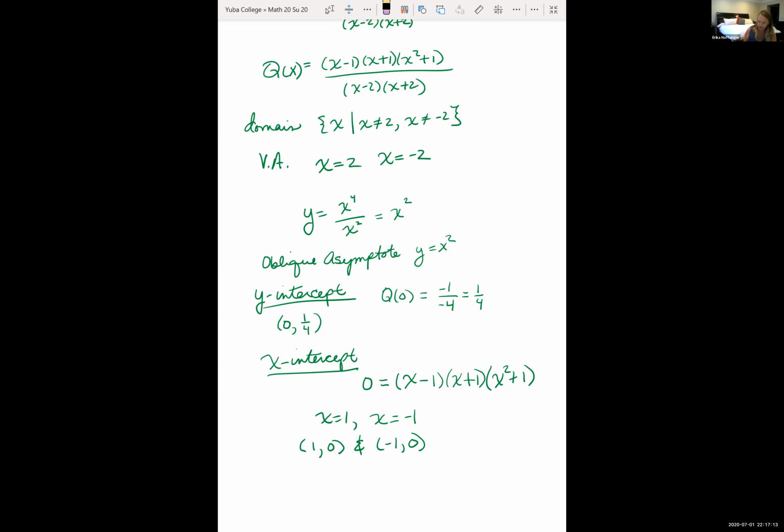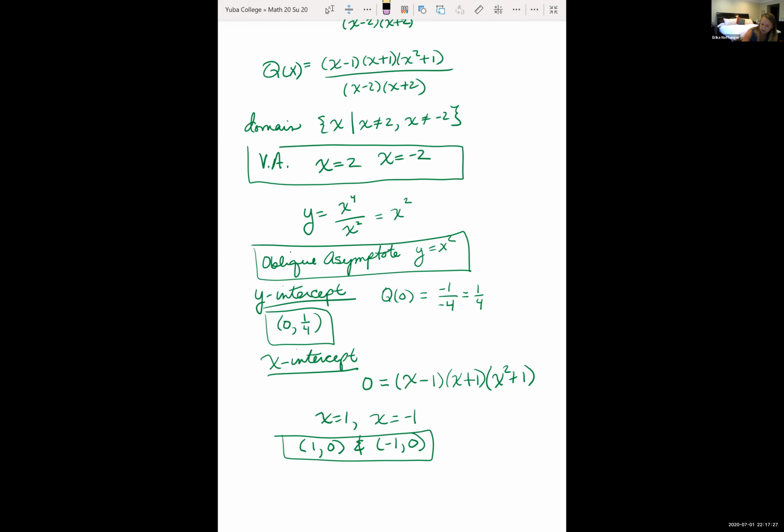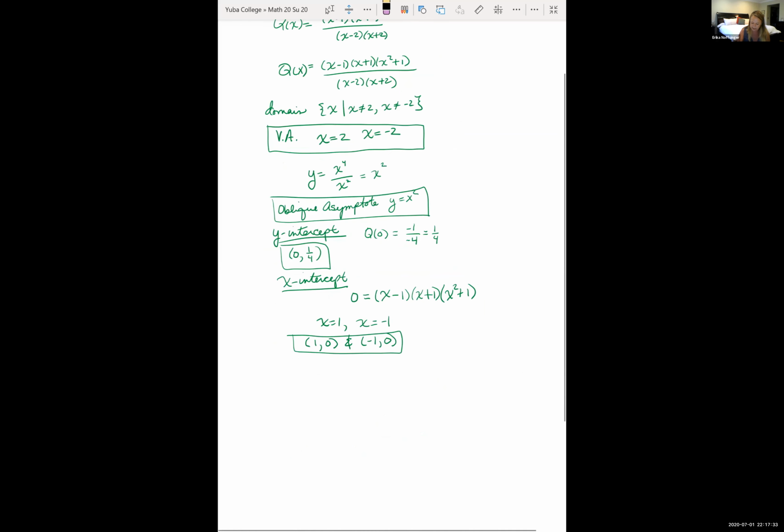So we can put everything that's important together, our intercepts. We can plot those. We can plot our oblique asymptote and plot our vertical asymptotes. And then hopefully it will fall together and we can see what's going on.